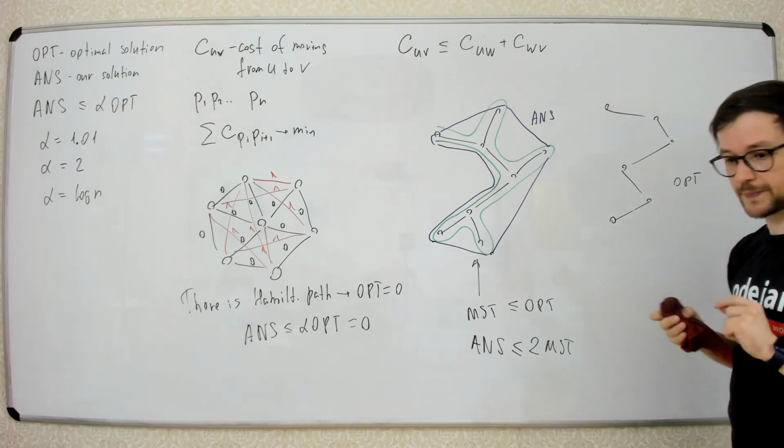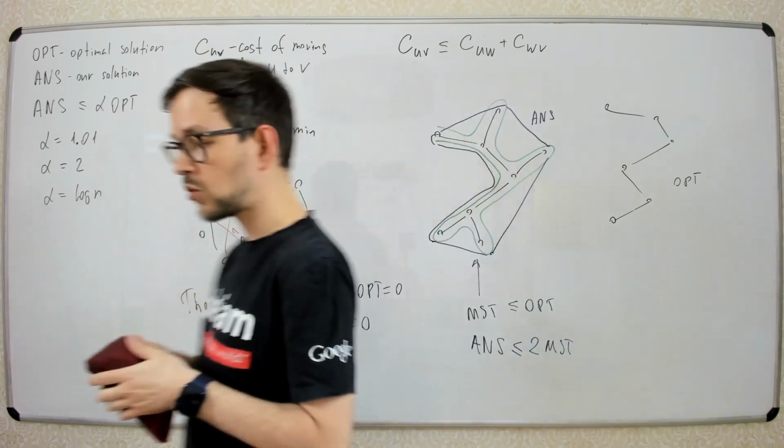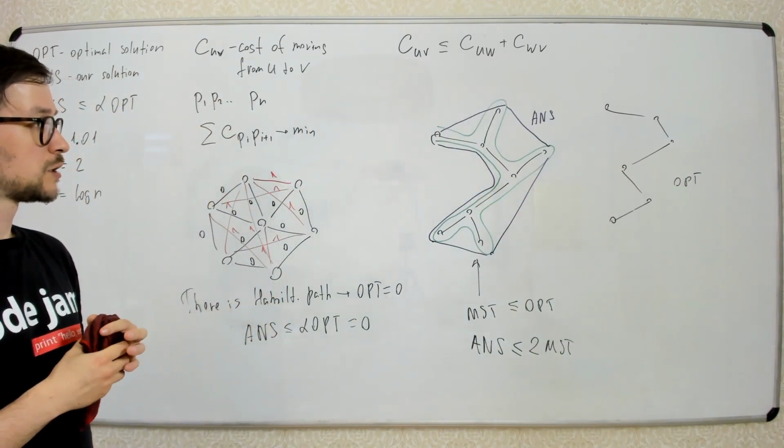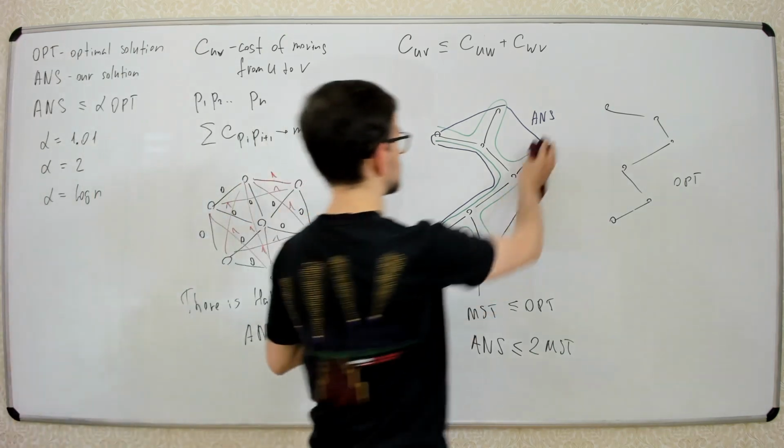But we can do even better. We can do even better. For the traveling salesman problem, we can build a 1.5-approximate solution. So how to build a better solution? Let's do it like this.